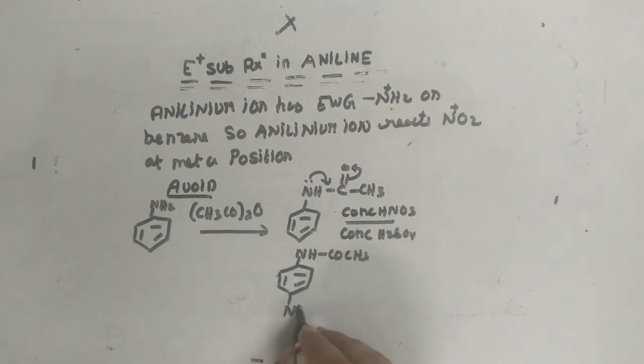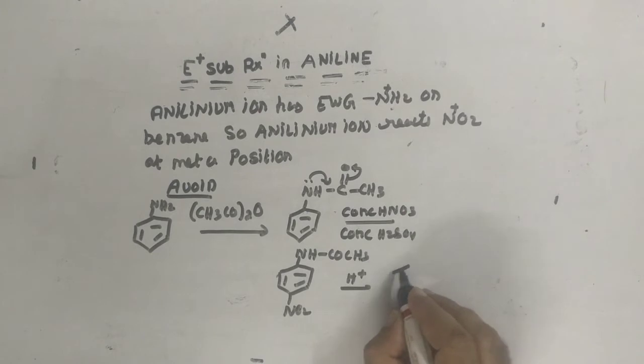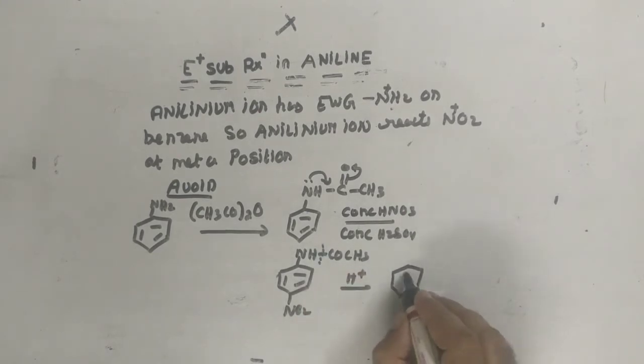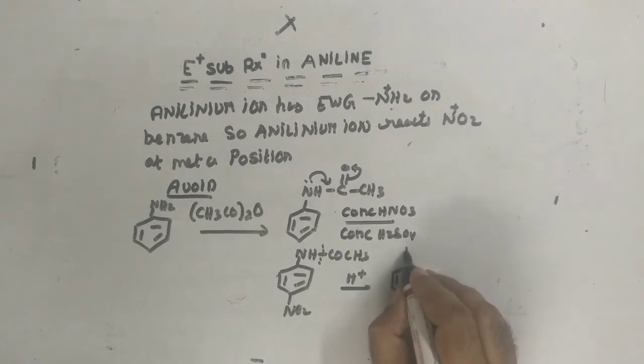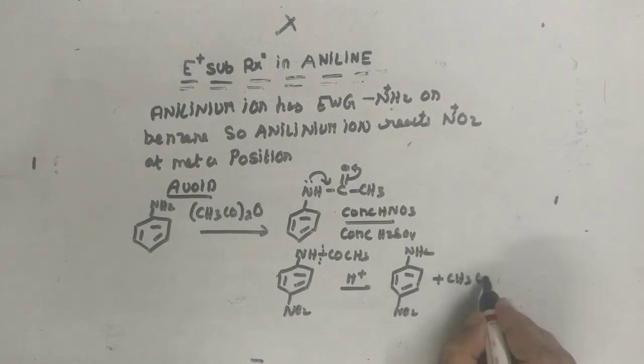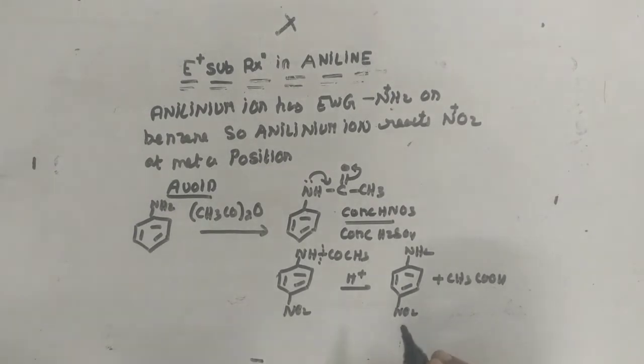So NO2 now at the para position, put H plus, the group will get removed, the bond will break, and you will get majority of the product as para nitroaniline plus acetic acid. The problem will be solved. So you can see in aniline, all problems creep in due to the lone pair of electron on the nitrogen. The problem doesn't end over here. It will keep on happening in every reaction.